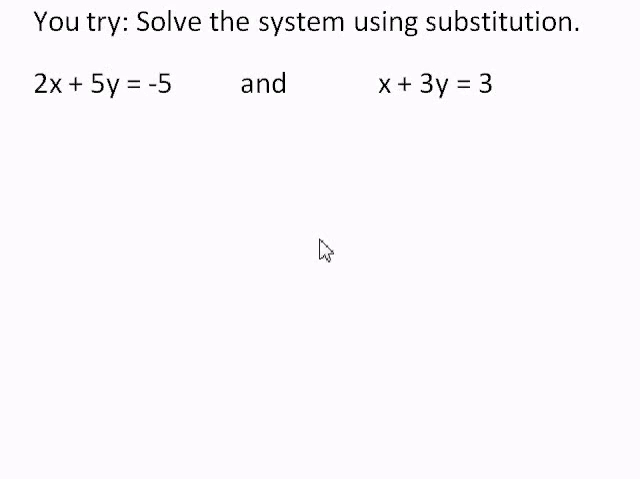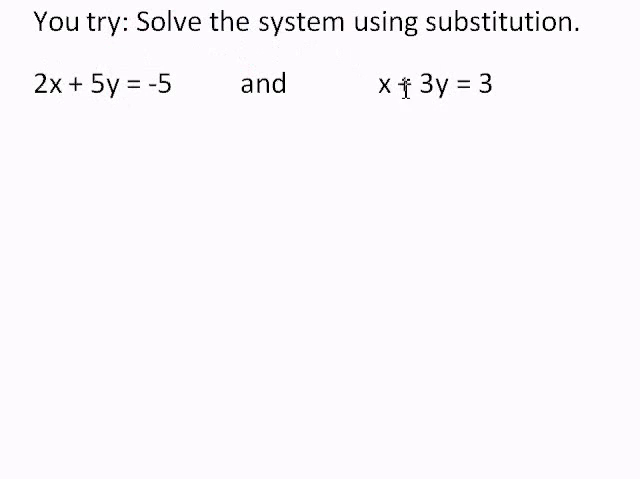Go ahead and try to solve this linear system on your own. Before you get started, you might want to choose the variable to get by itself that will be the easiest to solve for. In other words, we wouldn't want to choose the x or the y in this first equation because we would have to subtract and then divide.